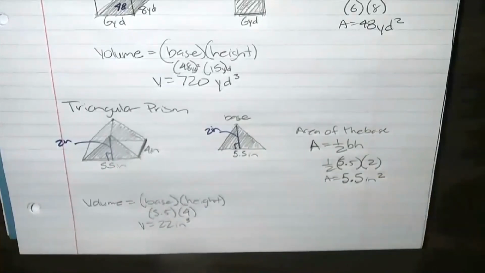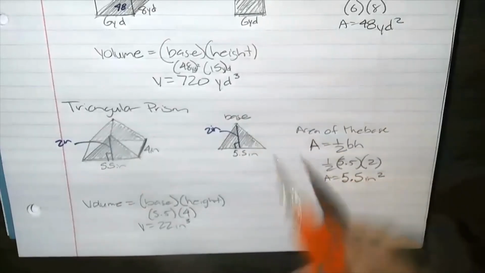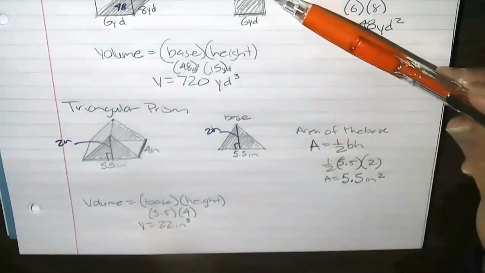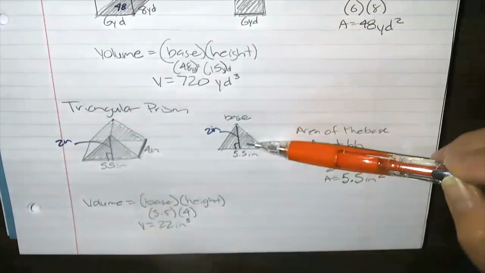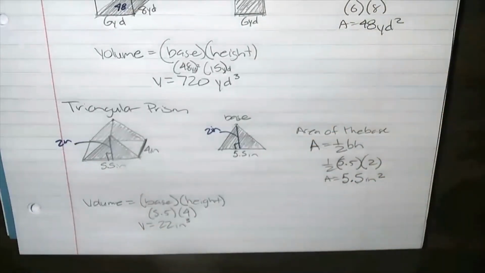So that's why we don't say there's an exact formula for finding the volume of a prism, because depending on your base, the formula changes. So the best way to think of volume of a prism is always the area of the base times the height, because finding the formula for the area of a base changes depending on the shape of that base.